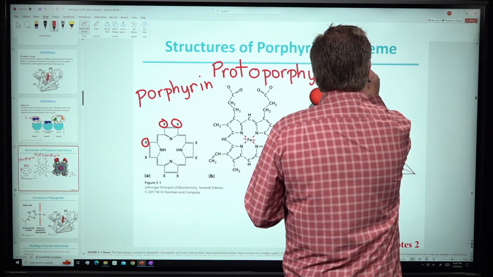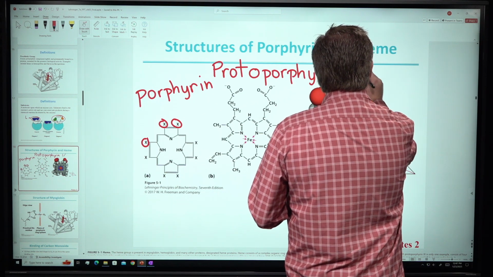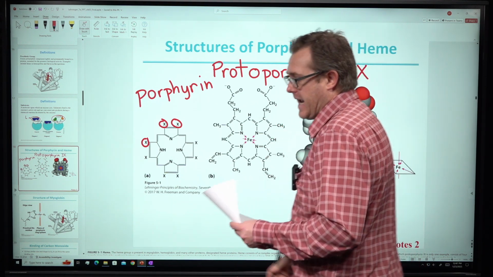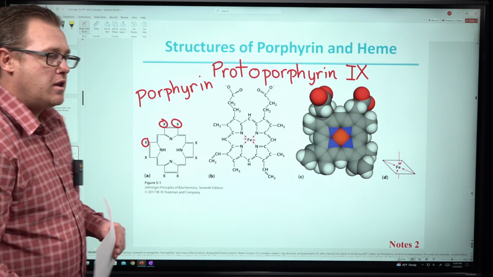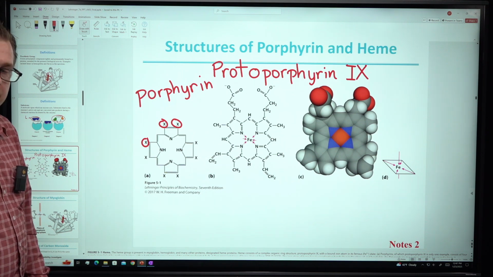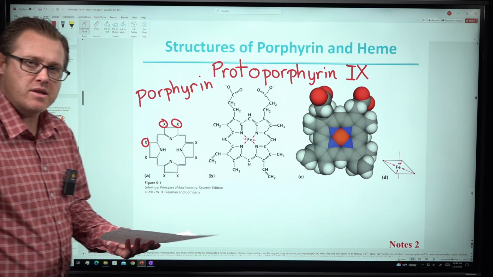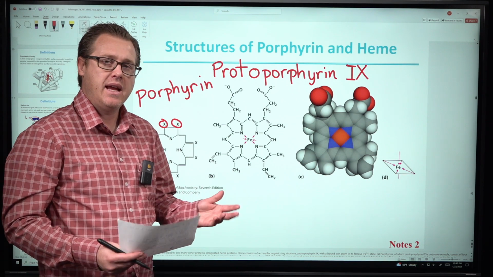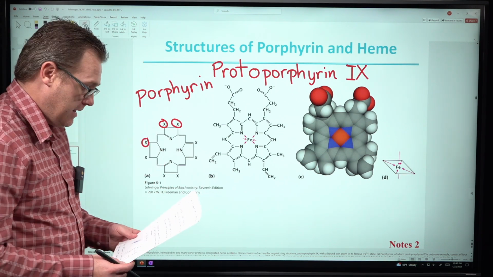Protoporphyrin 9. So that structure in the middle, we have protoporphyrin 9. And that's the one that we want to focus on when we are talking about hemoglobin and myoglobin in the future.